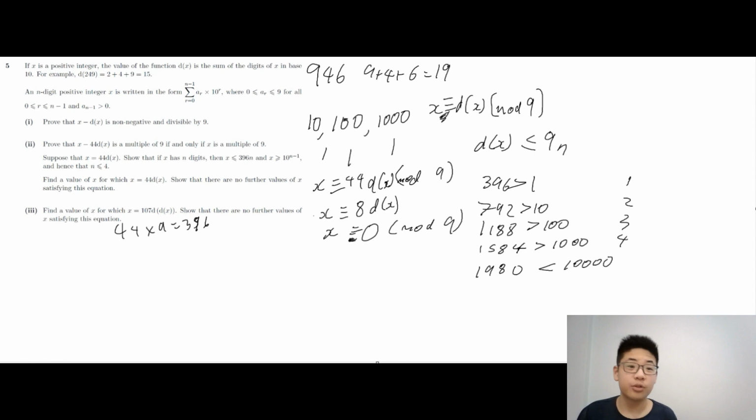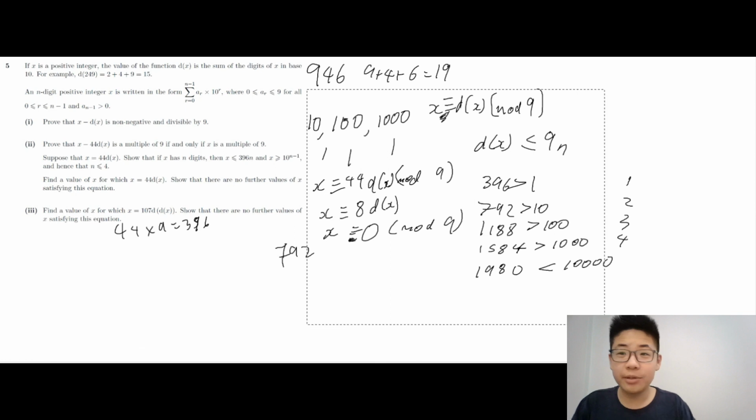So find a value of x for which x equals 44 times d of x. So n has to be at most 4, because otherwise you would need more than 4 digits. So the answer is 792. Checking all the solutions, we find that only 792 works. Why? Because 7 plus 9 plus 2 is 18, and 792 divided by 18 is, you guessed it, 44.